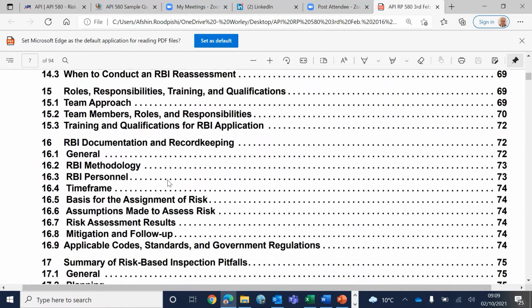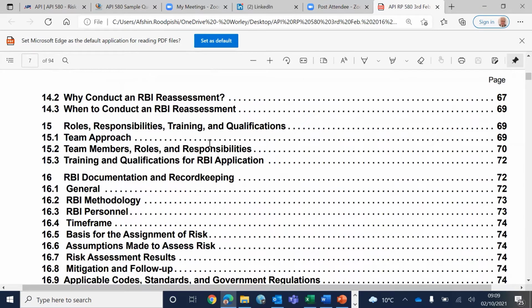It's a live document. Then roles, responsibility, training, and qualification. Practically, it is not a one-man show. For RBI, you need maintenance engineers, process engineers, corrosion specialists, a team to assess that, to collect the data and find the most predominant corrosion mechanism that can be fatal, because there might be several corrosion mechanisms, but we are looking for the one which has the highest risk. That's all about risk-based inspection: you go with the one which has the highest risk. So you want to eliminate that.